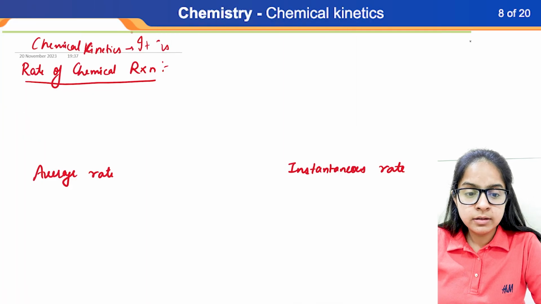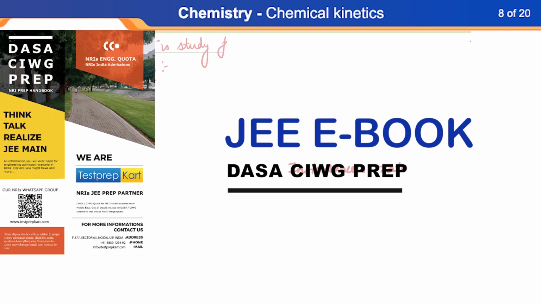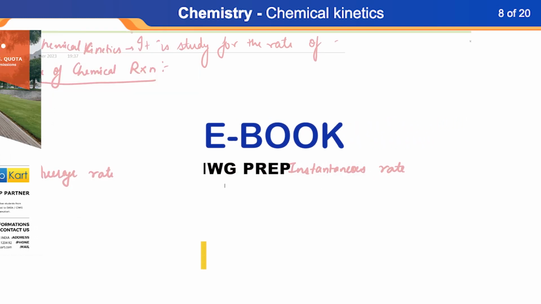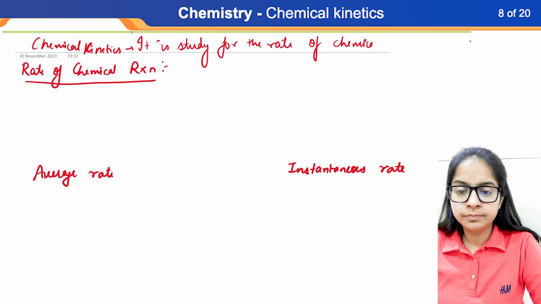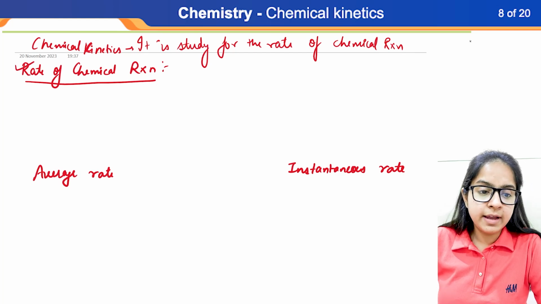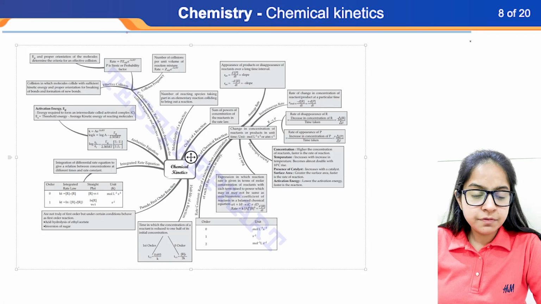Now what is it? It is a study of the rate of chemical reaction. Okay. Now what is the rate of chemical reaction? Rate of chemical reaction can be defined by change in concentration of reactant or product in unit time.